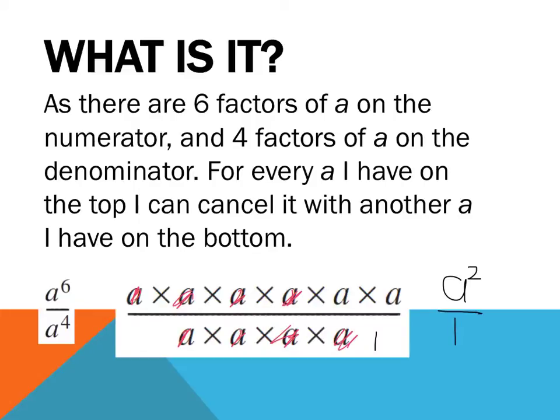Now a times a is a squared divided by 1. As soon as I have anything divided by 1, that's just the number, so I simplify to a squared. I'm hoping someone has seen a pattern here. My answer is a squared. I started with a to the power of 6 divided by a to the power of 4, which gave me a to the power of 2. I'm hoping most of you have seen it's just the opposite of multiplying.